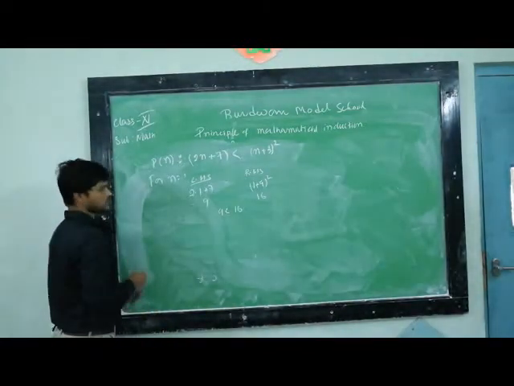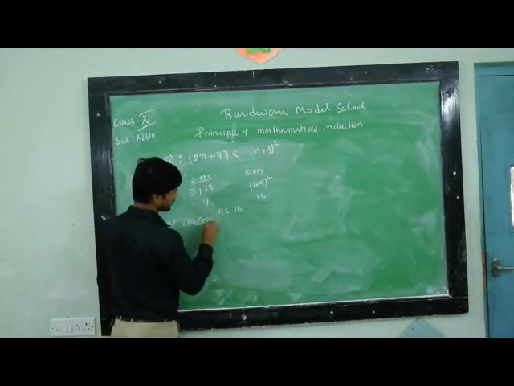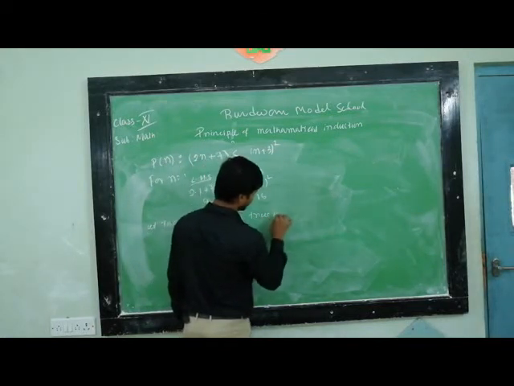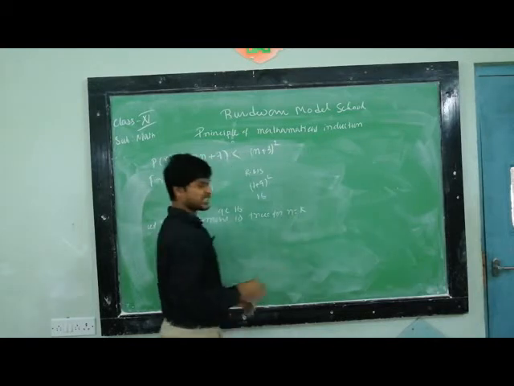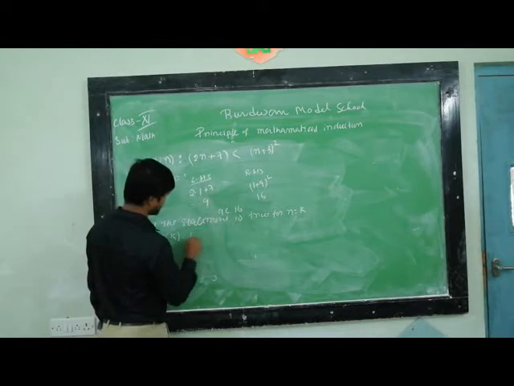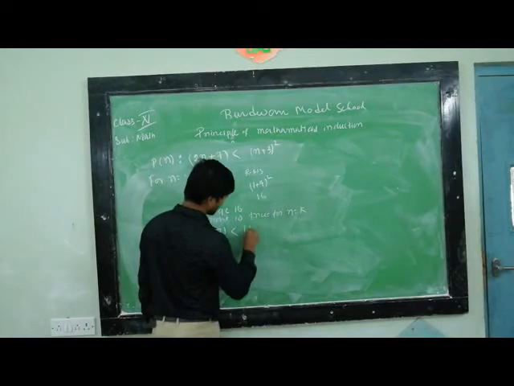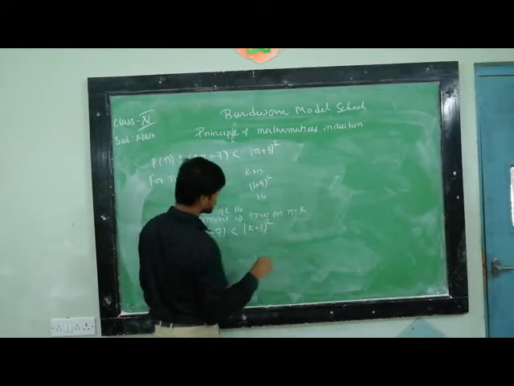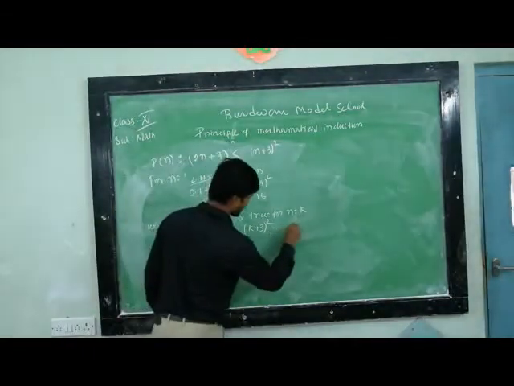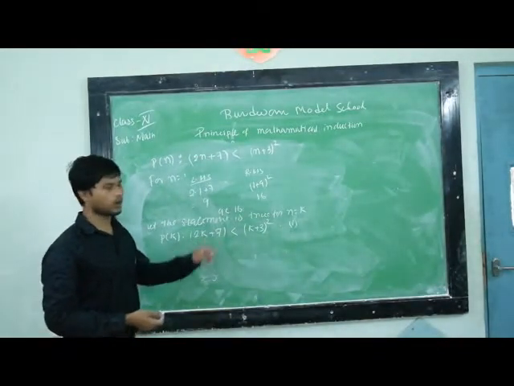Now we'll consider the statement is true for n equal to k, where k is any arbitrary number. That means this expression 2k plus 7 is less than k plus 3 whole square. This is true. Okay, this is number 1. Now we shall prove that the statement is true for k plus 1 also.